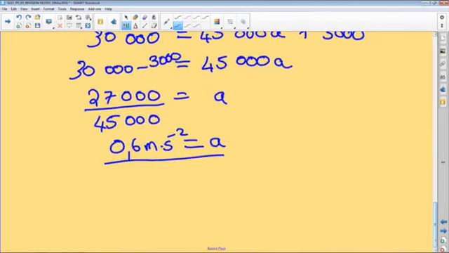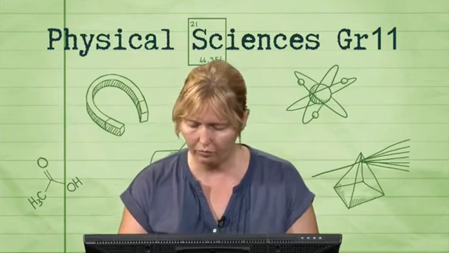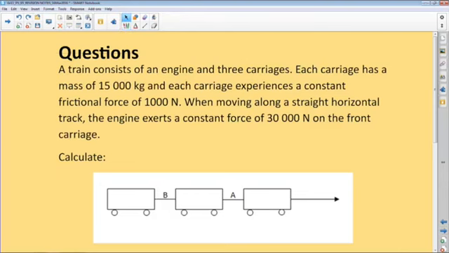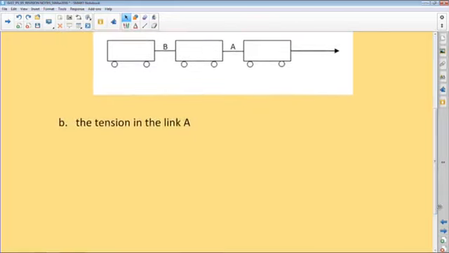Okay, well, that's only one question. So let's have a look at the next 2. And now I'm not going to worry about letting you do it. We'll work through it together. We now need to calculate the tension in link A.